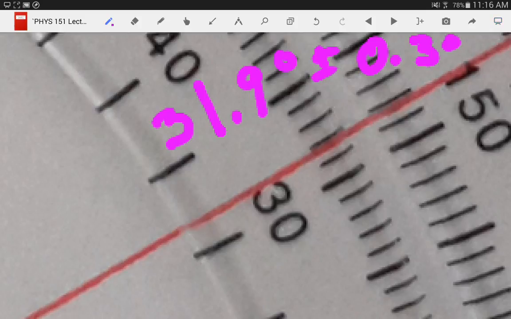So I have to think about, what's a cause for uncertainty? One cause is the thickness of the line. Another cause is, did I get the baseline on correctly? Another one is, did I have them crossing exactly at the center? All of those play into my uncertainty.